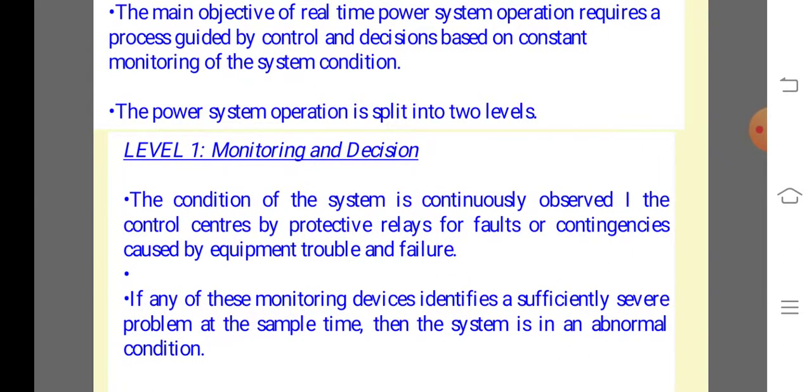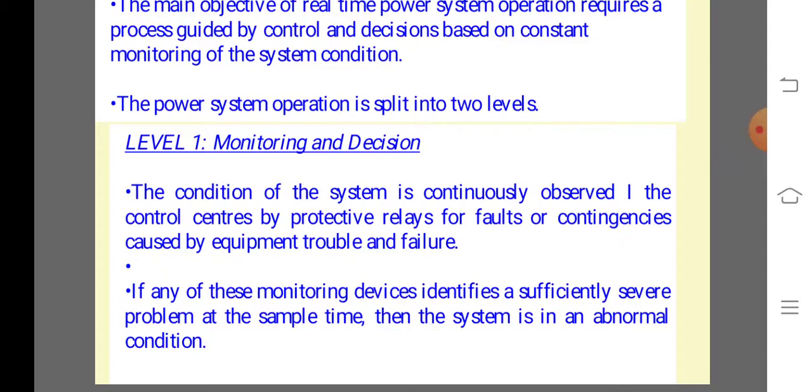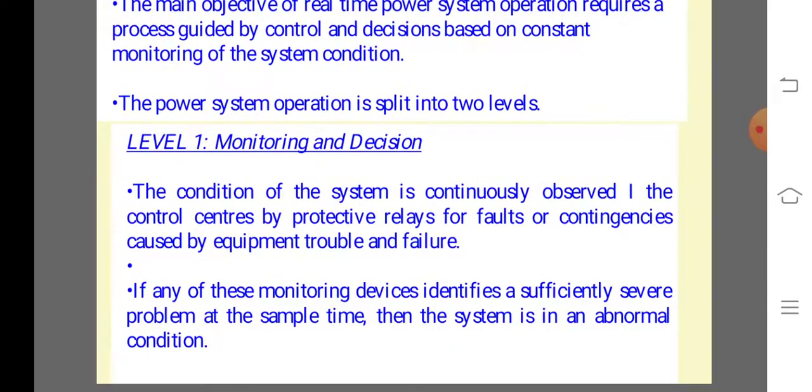Next, the main objective of real-time power system operation requires a process guided by control and decision based on constant monitoring of the system condition. The power system operation is split into two levels. Level 1 is monitoring and design. In monitoring, the condition of the system is continuously observed at the control centers by protective relays for faults or contingencies caused by equipment trouble and failure.